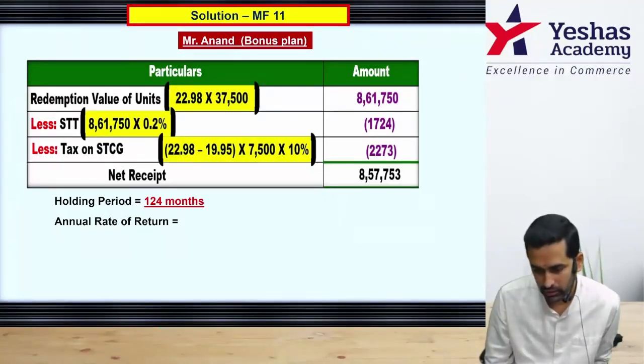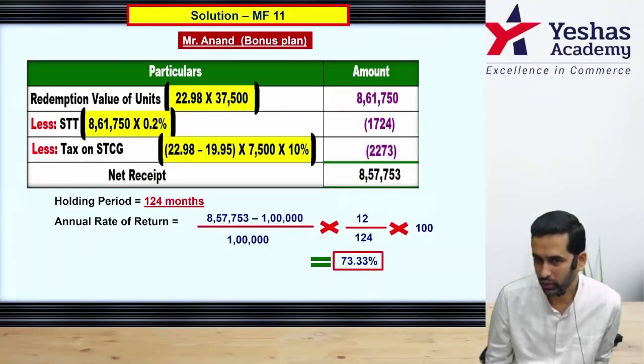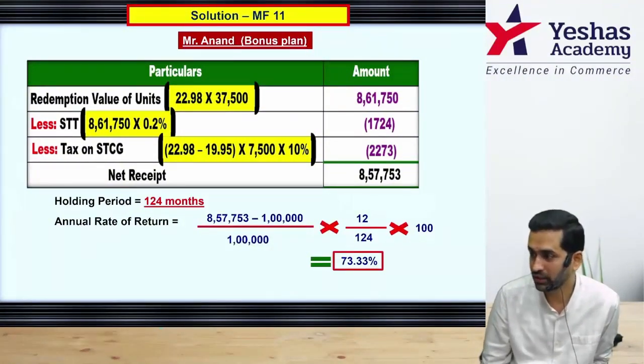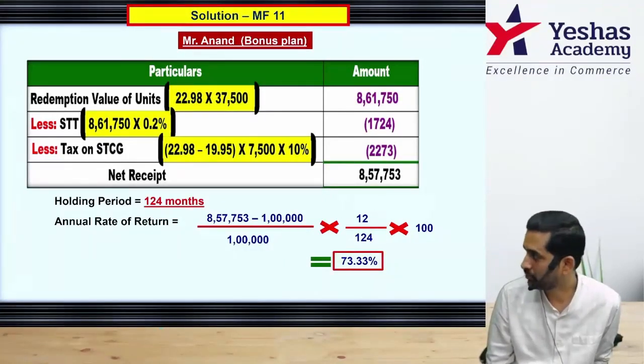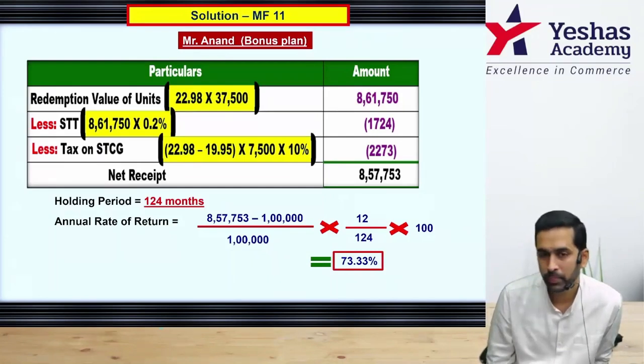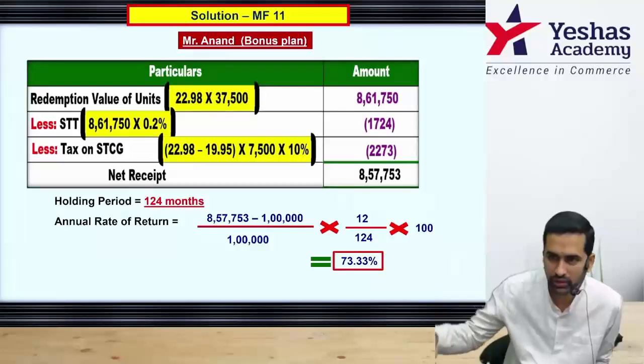857753 minus 1 lakh by 1 lakh. If you directly do into 100, you will get total return. Correct? But if you want annual return, into 12 by 124, then into 100. If you're not comfortable with this style, you directly do into 100. You will get a number, but that is for 124 months. Then you'll again have to do cross multiplication. If so much is for 124, then how much is for 12?